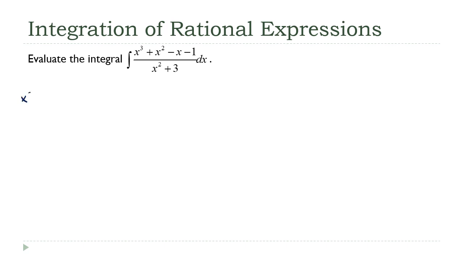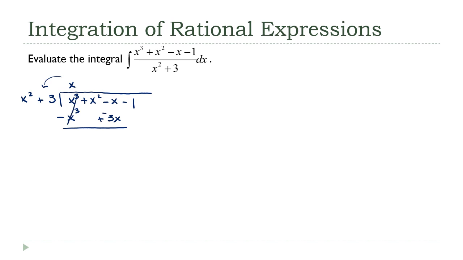So I'm going to do x squared plus 3, and I'm going to divide that into x cubed plus x squared minus x minus 1. If we do the long division here, I'll start with an x. Then we're going to multiply. This becomes x cubed plus 3x. Then we subtract, just like when you're doing numeric long division. These terms go away, and we get x squared minus 4x. And then I'm going to bring down the minus 1.